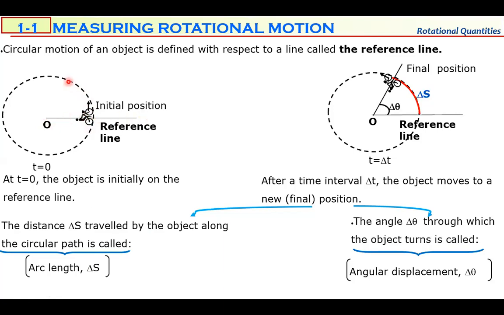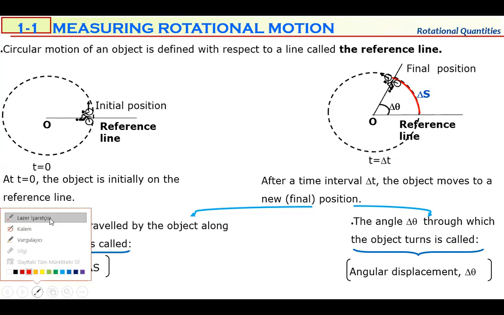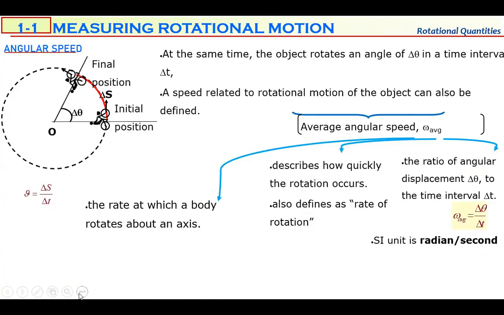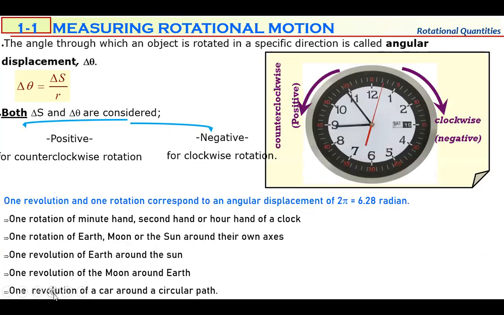Then this bicycle starts to move on a circular path and arrives at a final position after a time of delta t. By the time this bicycle has followed a circular path, it covers a distance, which is the arc length, and it also turns through some angle, which is delta theta. In fact, we know the relation between s, theta, and r. The distance delta s traveled by the object along the circular path is called arc length, and the angle delta theta through which the object turns is known as angular displacement. This angular displacement is defined as the angle through which an object is rotated.